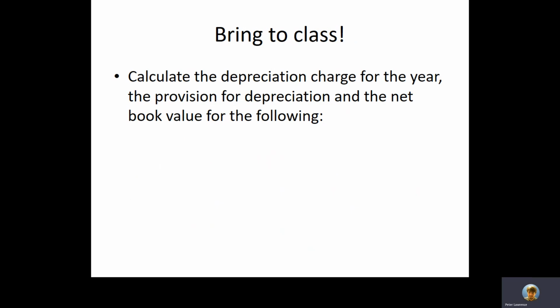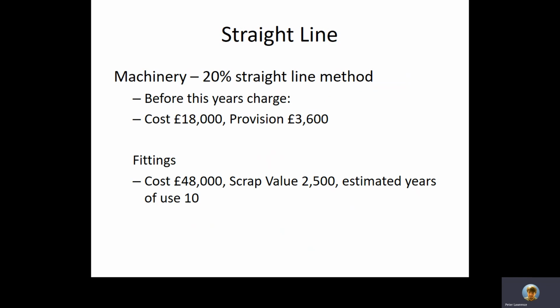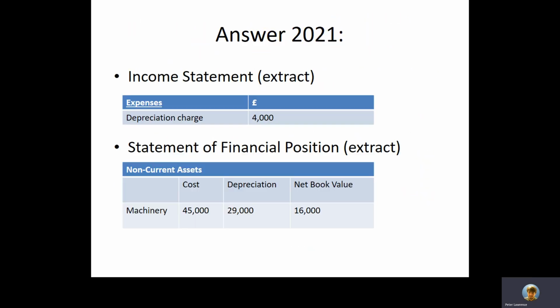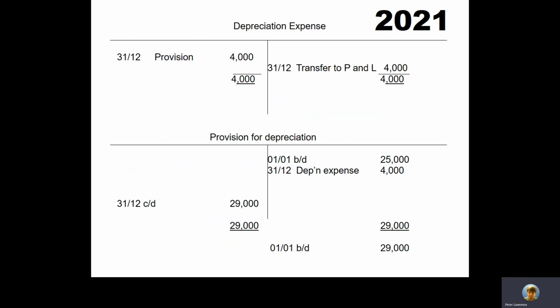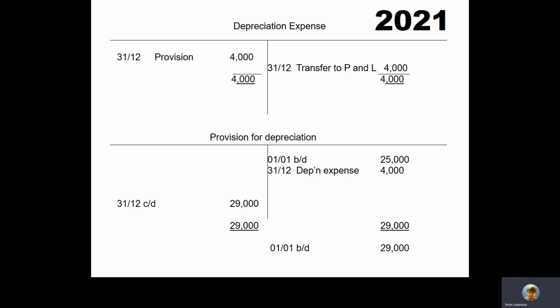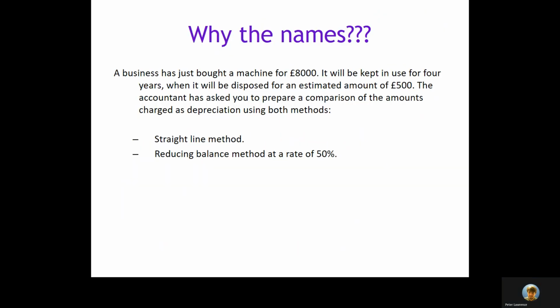Okay. So here's some stuff for you to bring with you to your next lesson. I want you to calculate the depreciation charge, the provision for depreciation, and the net book value for the following. We've got a couple of straight lines and reducing balances. Calculate those, bring them with you to class, and I want you to present them in the same way as I have done on these slides, with an entry of how it would look on the income statement and balance sheet. There you go.